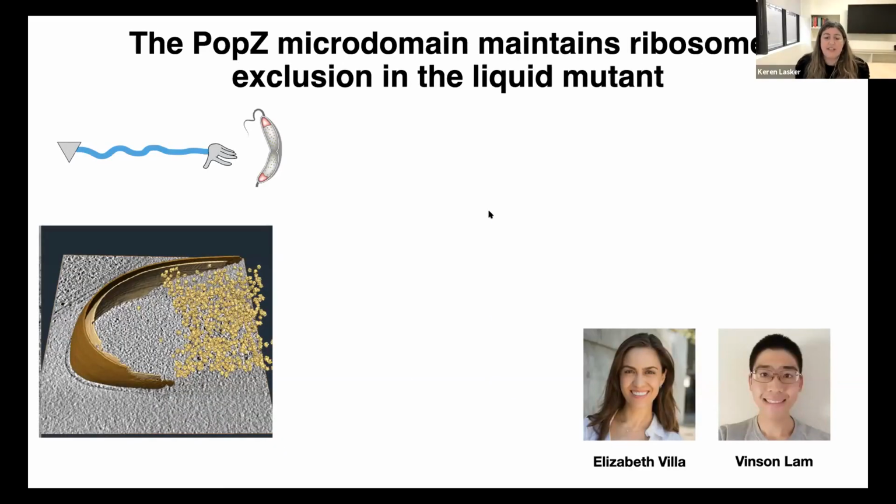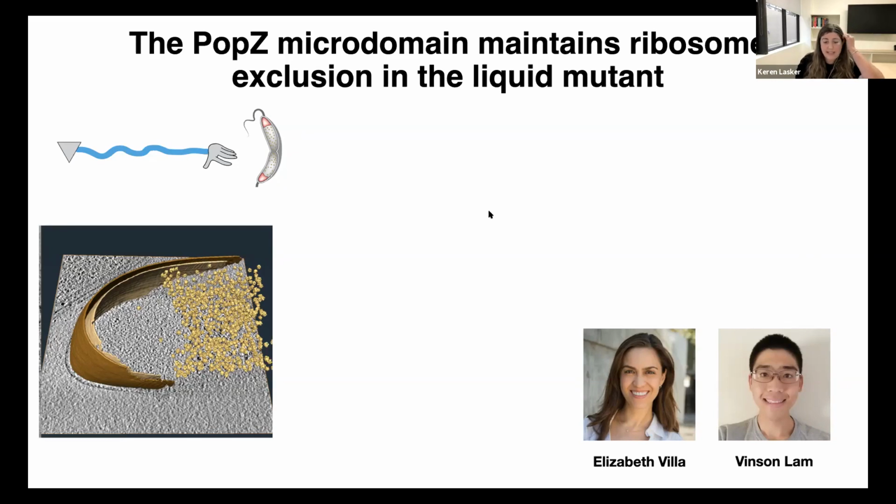So to answer this question, we collaborated with Elizabeth Villa and her student Vincent Lam. And what they've done was acquire electron tomography of Caulobacter cells. So they're freezing Caulobacter cells, and then slice it with a focused ion beam and image a thin slice by cryo-electron tomography, allowing us to look at the finer details inside the cell in a very high resolution.